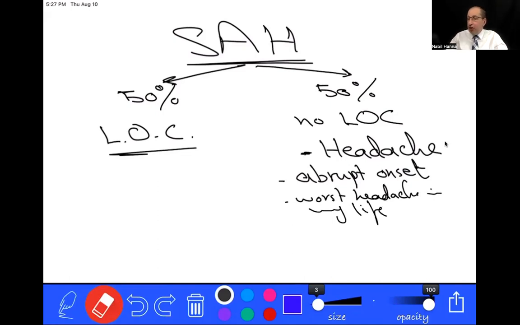And because it hurts a lot, especially if you move your head, these patients will make sure that they don't move their heads, and the neck muscles will become stiff. So that's neck rigidity.